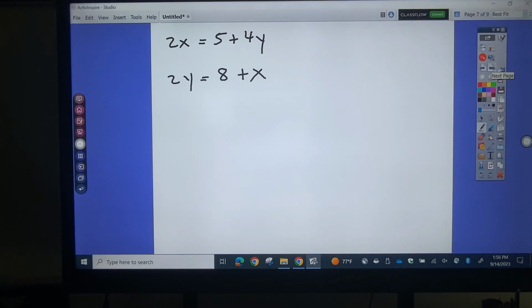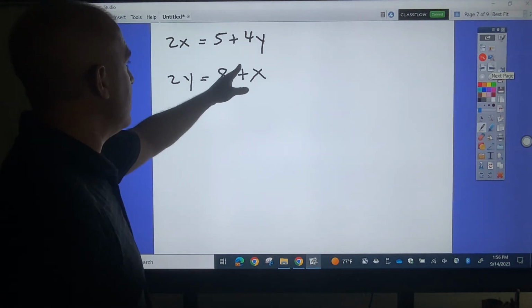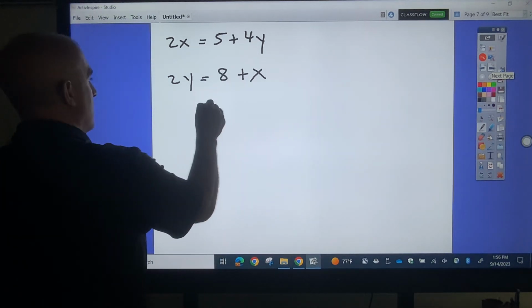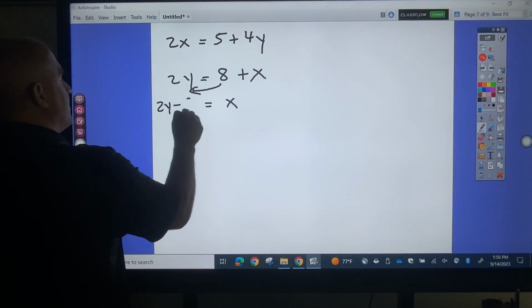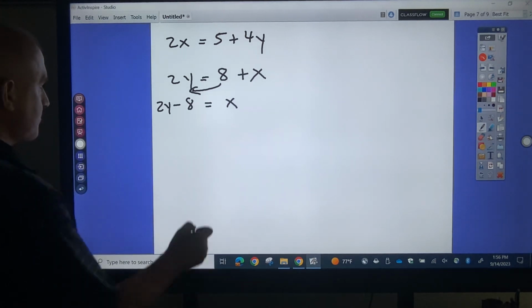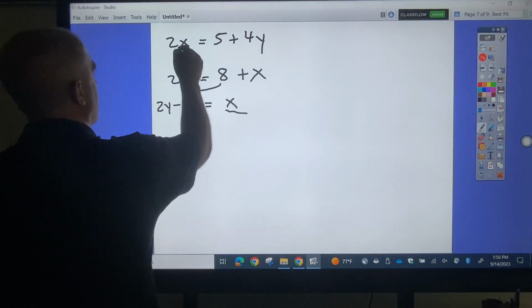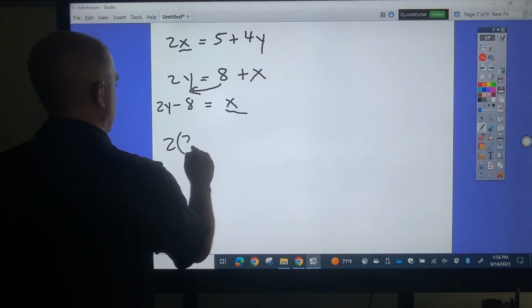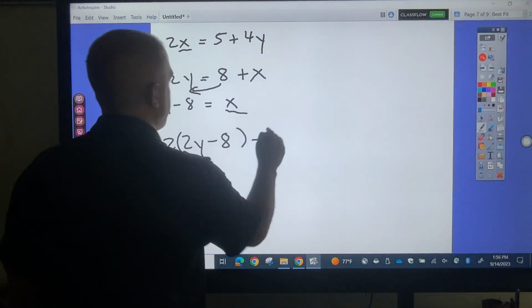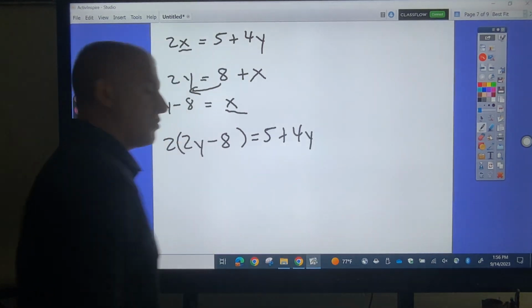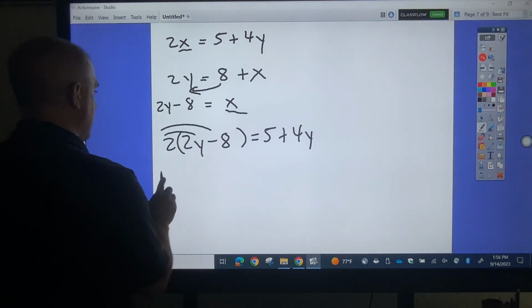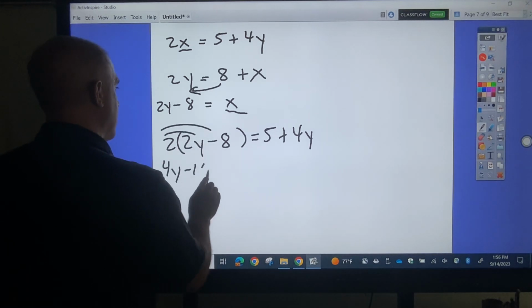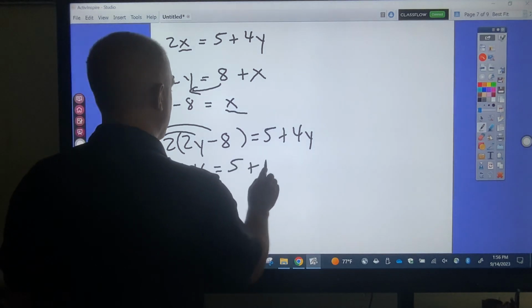In my opinion, it'd probably be easier to do substitution. I'm going to move that over. So x equals, if that 8 moves over, 2y minus 8. Where there's an x, I'm going to substitute that. Here's a good rule of thumb: once you get done substituting, you should have one letter. If you still have 2, you substituted for the wrong letter. So that's going to be 4y minus 16 equals 5 plus 4y.